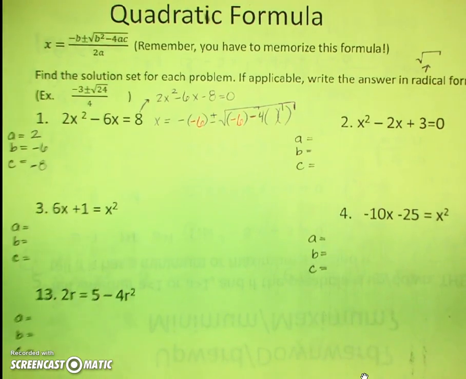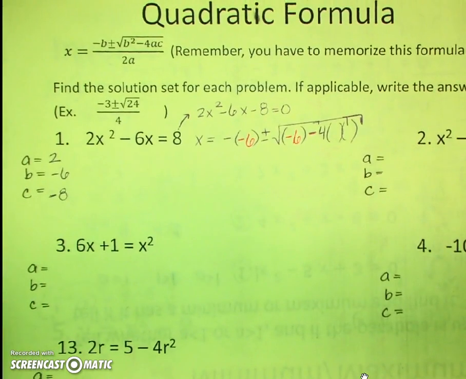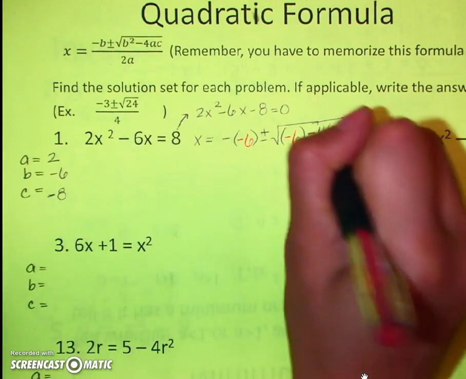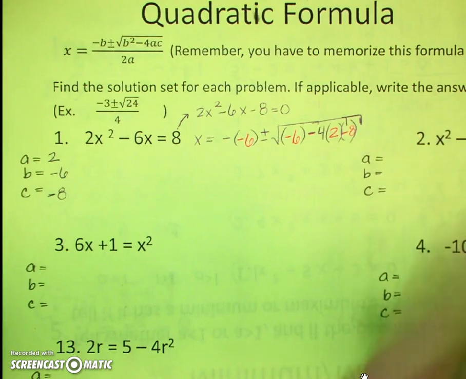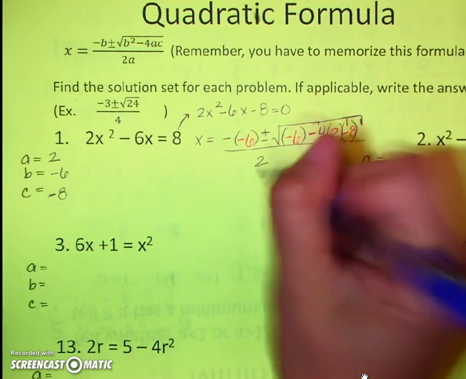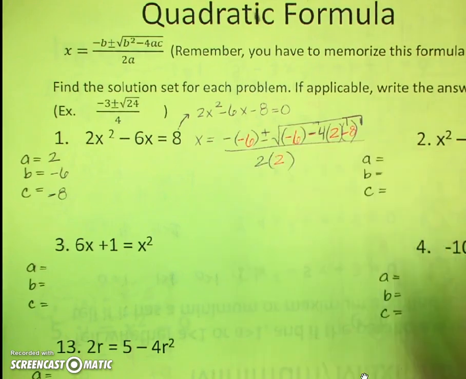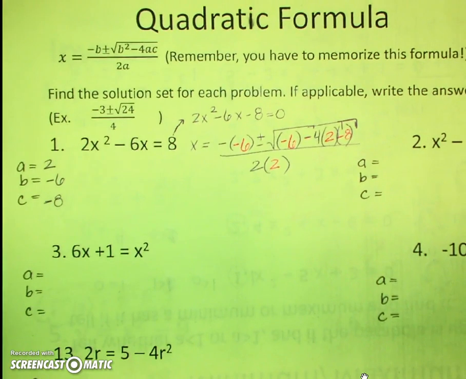I'm going to zoom in as much as I can so you guys can see that nice and big. What's the value of A? A is 2. What's the value of C? -8, all over 2A. And again, the value of A is 2. So the easy part is plugging our A, B, and C into the quadratic formula. The hard part is actually simplifying it.